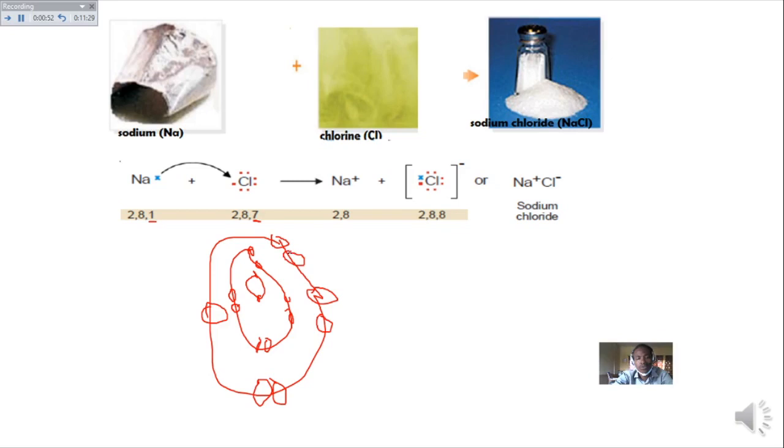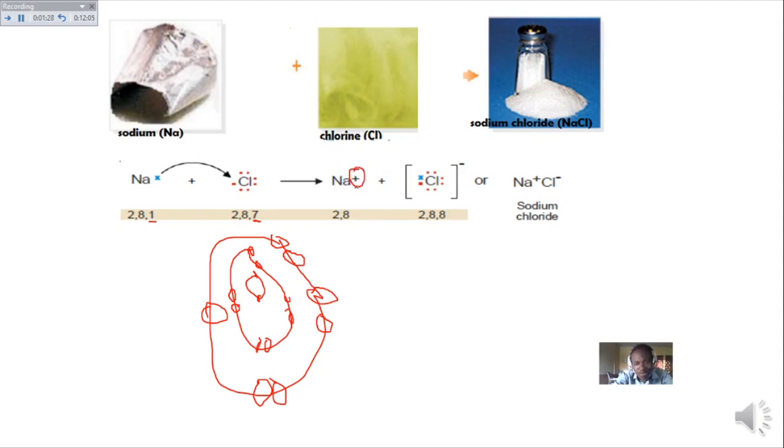Now, this is what we call the outermost shell, and the electrons in the outermost shell are 7. 1, 2, 3, 4, 5, 6, 7. And therefore, it needs one electron to become complete. What happens? Sodium will give the one electron that it needs to chlorine. And then when sodium does that, what happens? Sodium becomes positively charged.